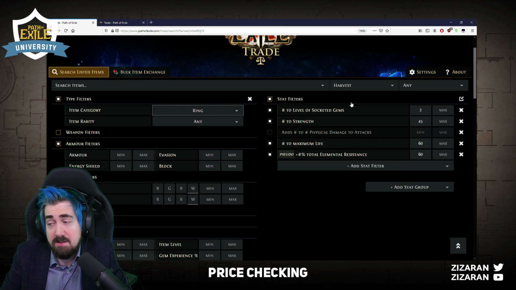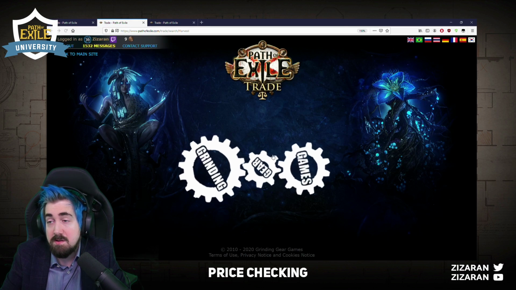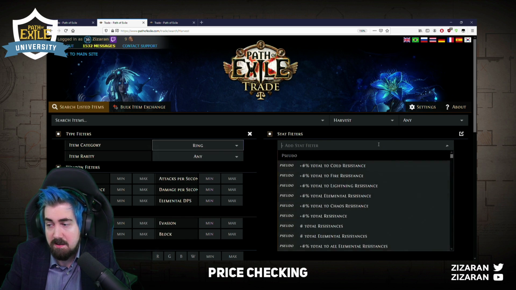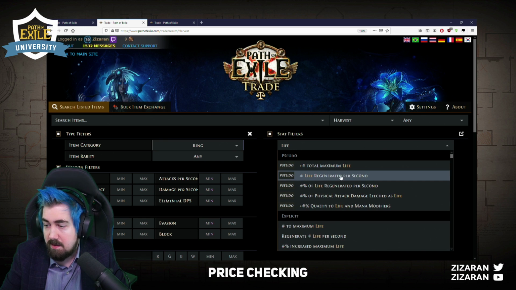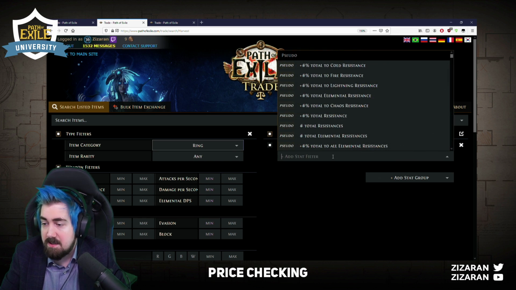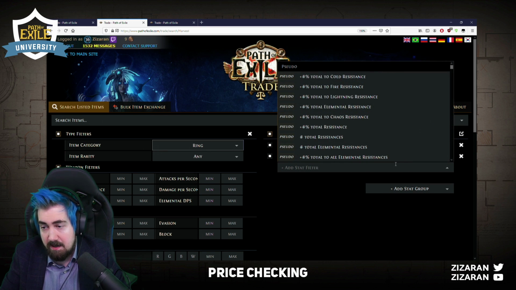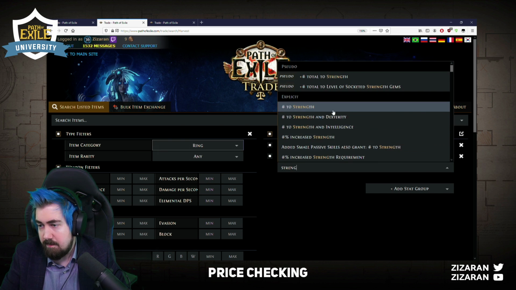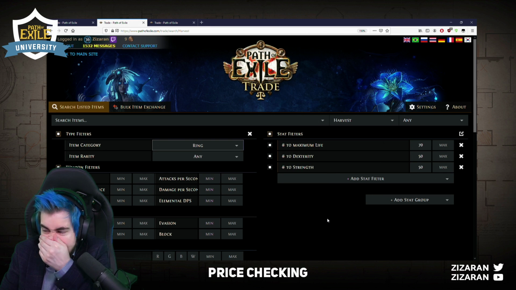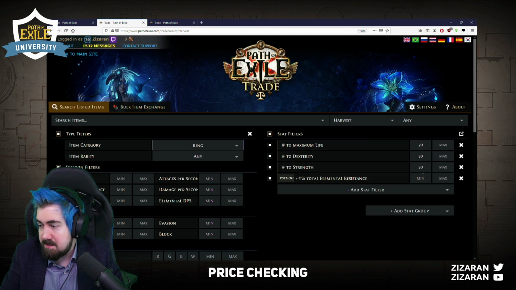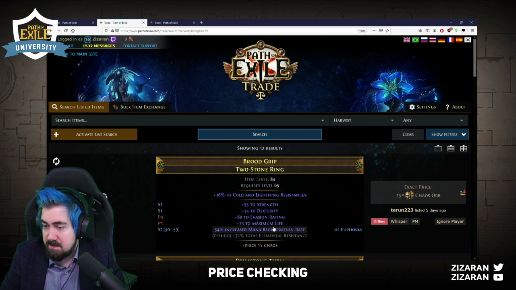This is actually easier to sell on hardcore, I would say, because on softcore you do have a lot more things for sale. Let's search for a ring with life. It's a really nice life ring. And we've found a ring with 50 dex and 50 strength. Maybe? 50 strength, 50 strength, and it has some form of resistance. See if that even exists.